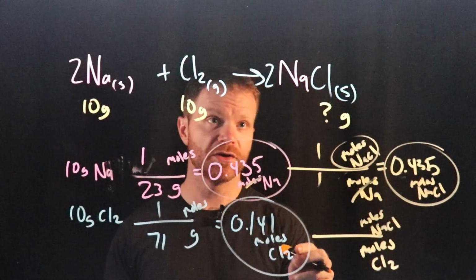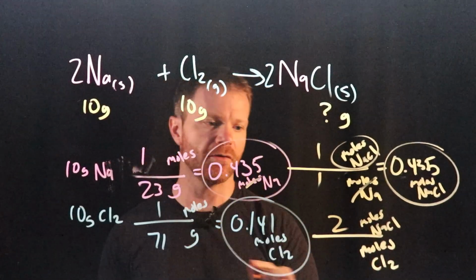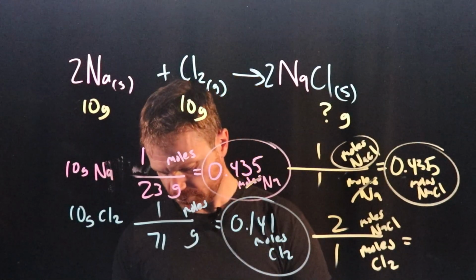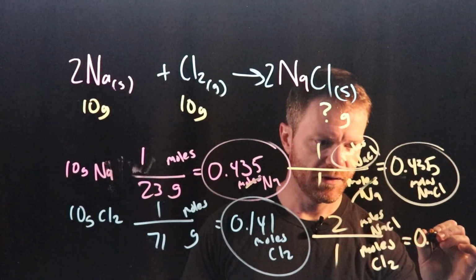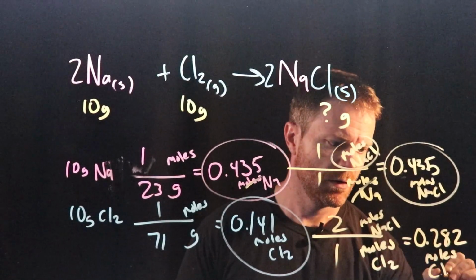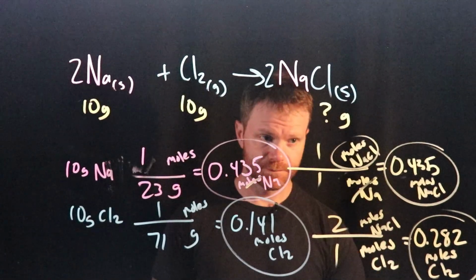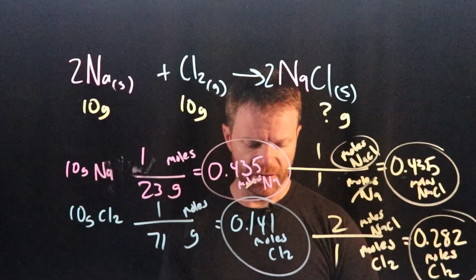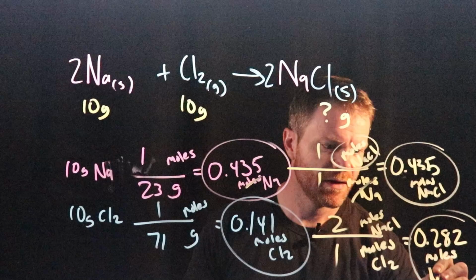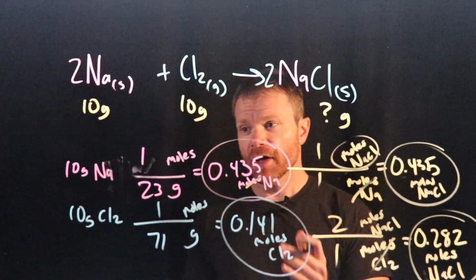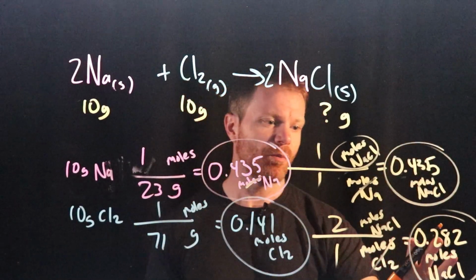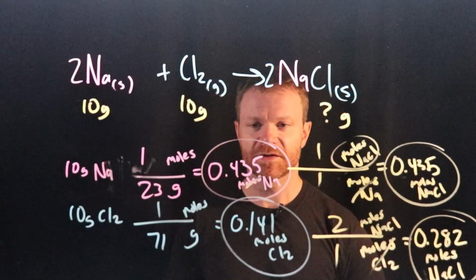Up here, the ratio is actually there's 2 salts for every 1 chlorine. So that's a 2 to 1 ratio. So we do 0.141 times 2, which is 0.282. Okay. So now we have our moles, I'm sorry, not moles of chlorine. So that makes 0.282 moles of sodium chloride, salt. Okay, so we have enough sodium to make 0.435 moles of sodium chloride, and we have enough chlorine to make almost 0.3 moles of sodium chloride.